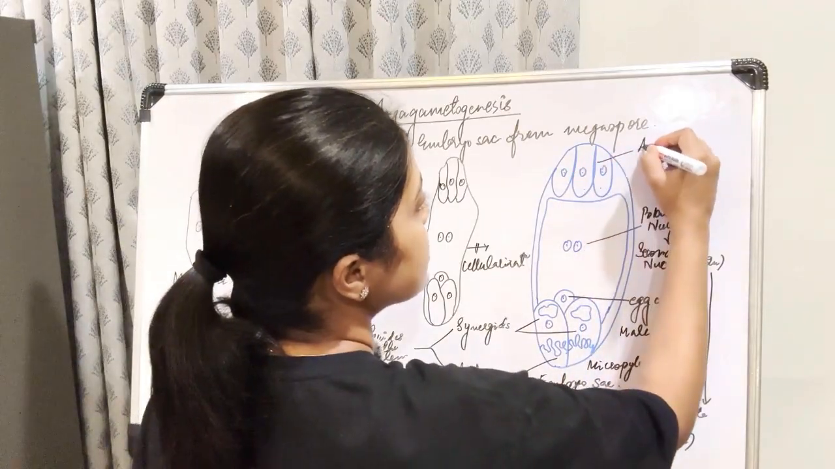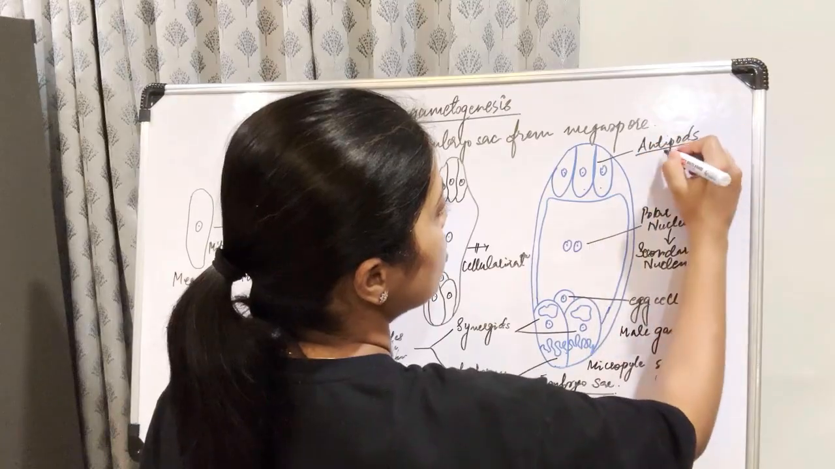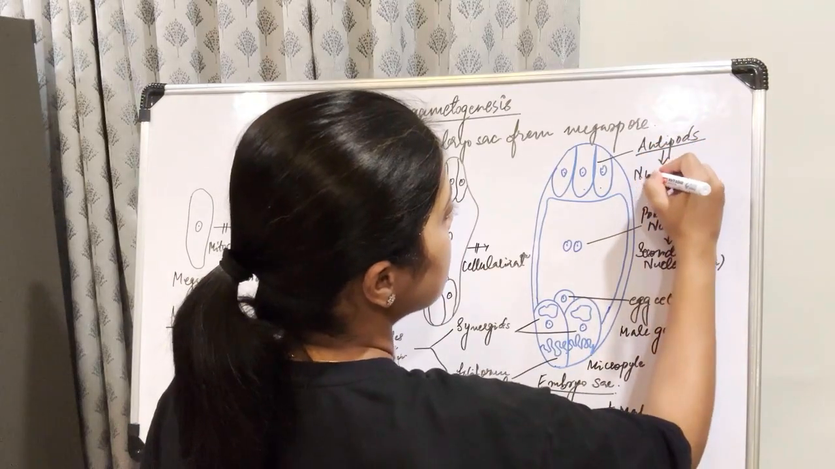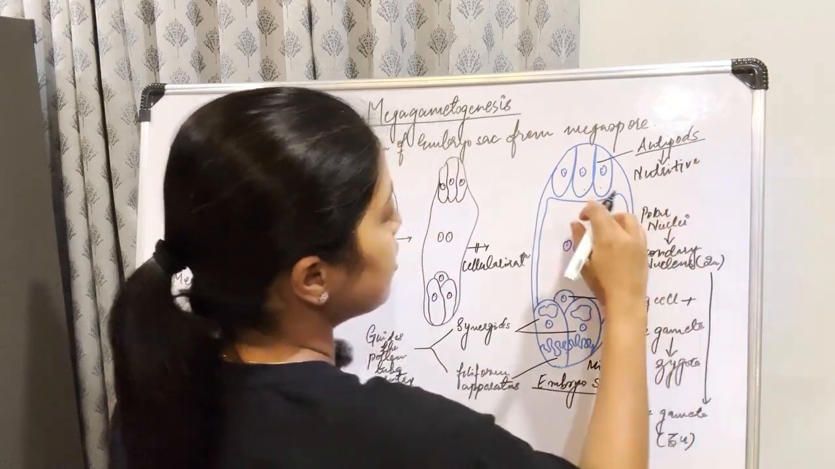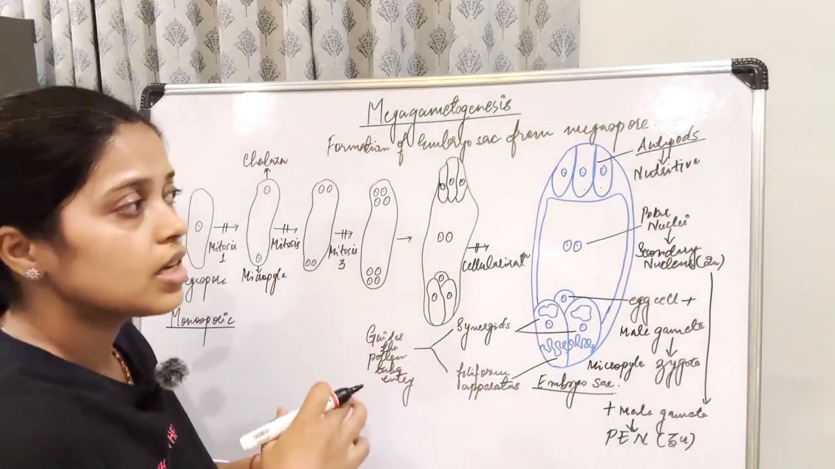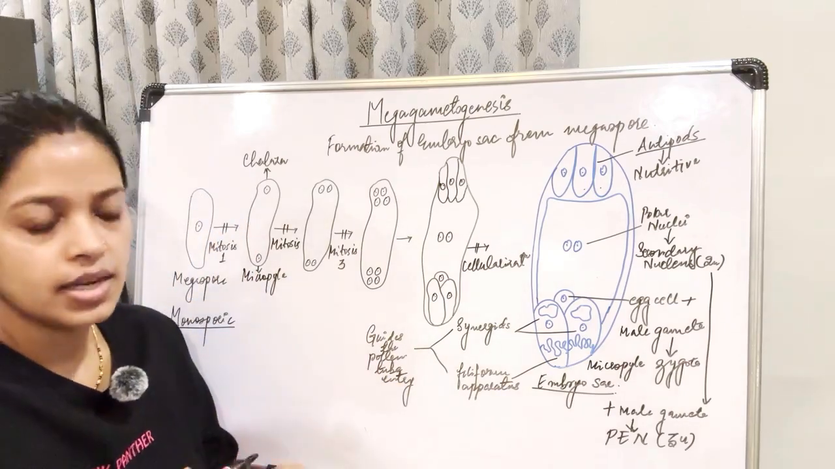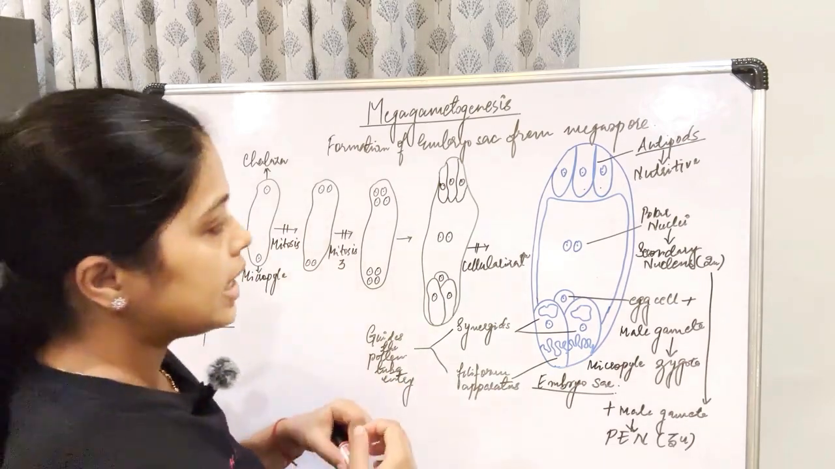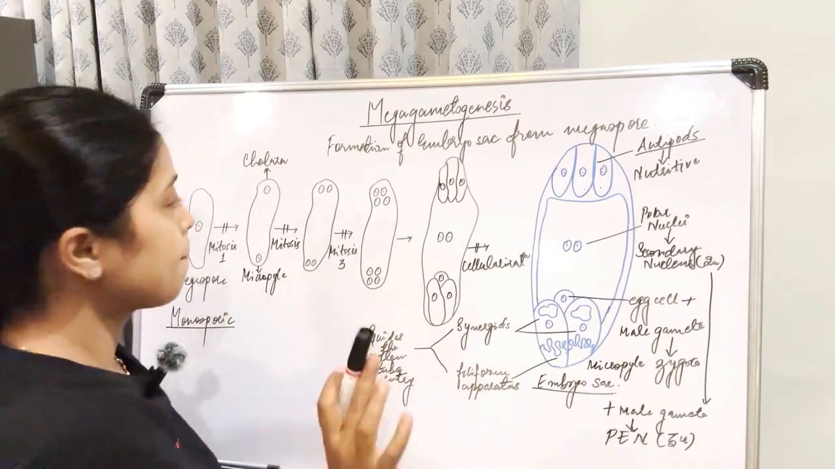They are called antipodals. Their role is that they are nutritive. They provide nutrition to the developing embryo sac, and after that they degenerate. So they are temporary, they degenerate at the later stages. So we'll revise once again.